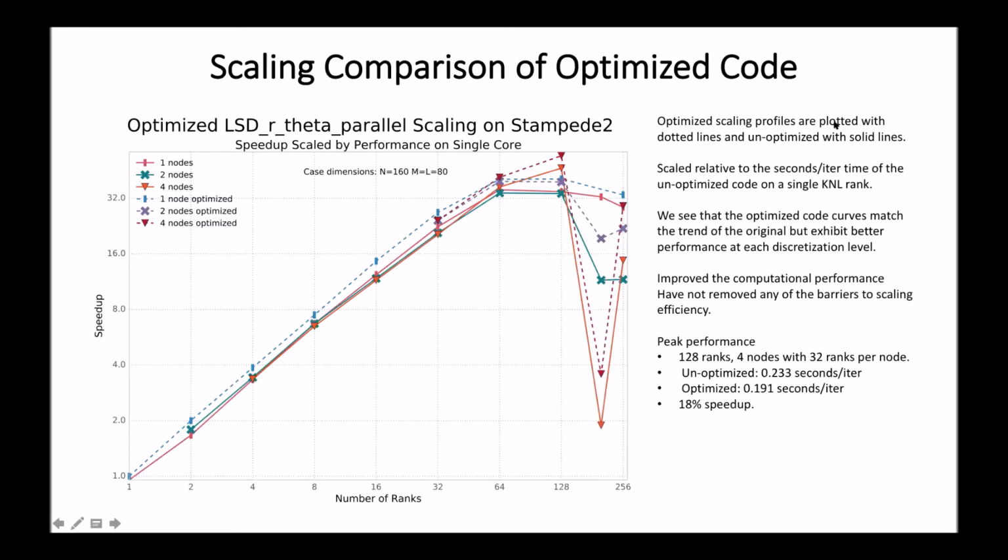So now, after the vectorization alignment treatment and the prefetching, our newly optimized code is compared with the original code, and we do a scaling study again on Stampede2. Now, what we see is that the trend is the same, but we have improved our peak performance from 0.233 seconds per iteration to 0.191 seconds per iteration for an 18% speed up.